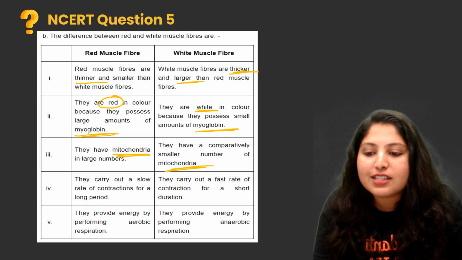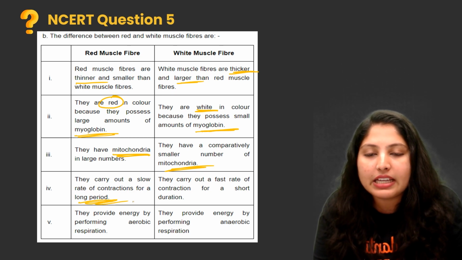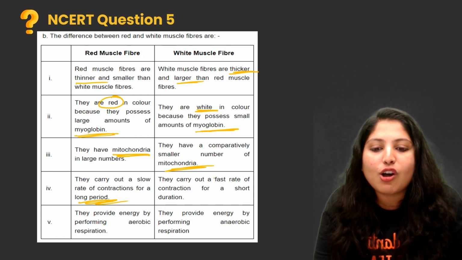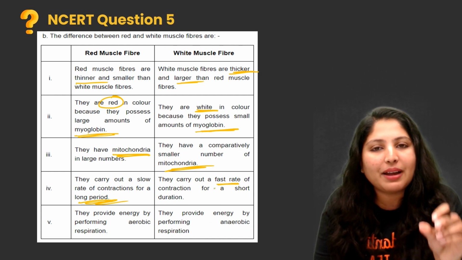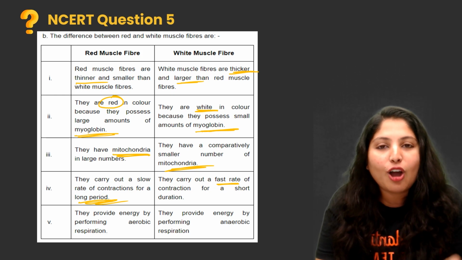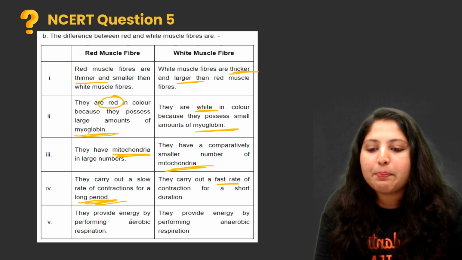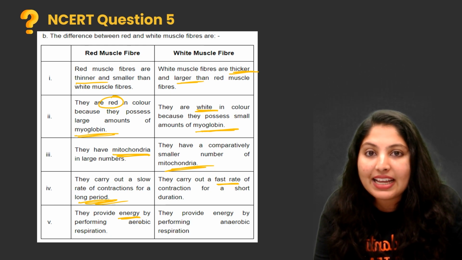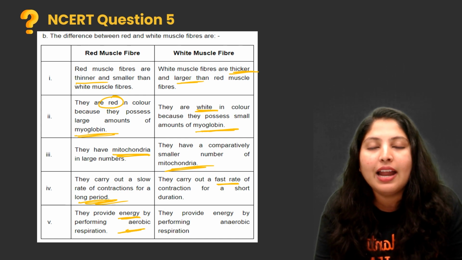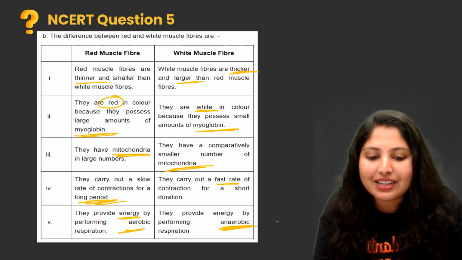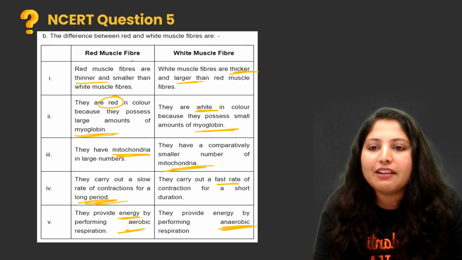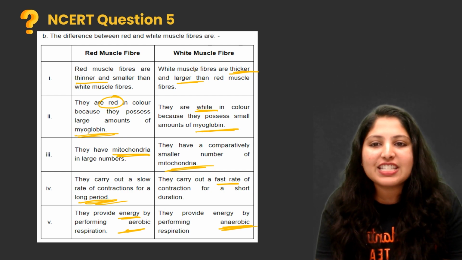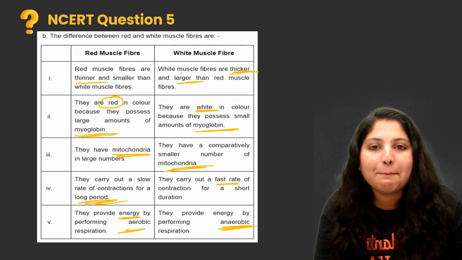Next, red muscle carries out a slow rate of contraction for a longer period, but white muscle causes a faster rate of contraction, but the duration is very less. They provide energy differently: red muscle fiber gets energy by aerobic respiration, but in white muscle it is anaerobic respiration. The red muscle fiber is more in athletes than in the normal man. So this is the difference between red and white muscle fibers.